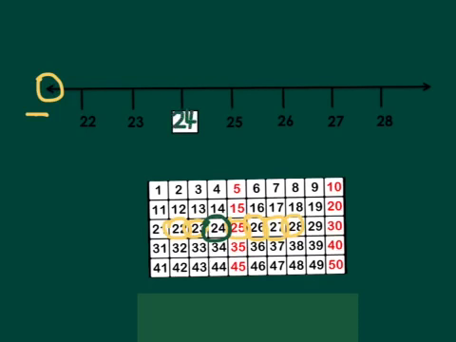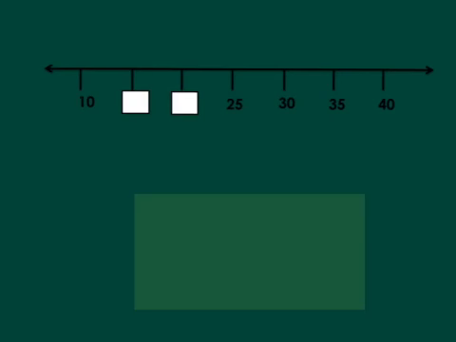Okay, let's take a look at one more example. First of all, I've got to figure out, well, what is this rule on this number line? So it's got 10, something, something, 25, 30, 35, 40. Now you may already be able to look at that and go, oh, I know what the pattern is, and figure out those two missing numbers.